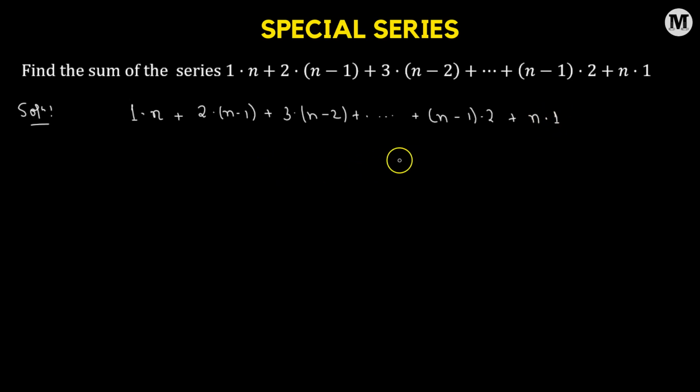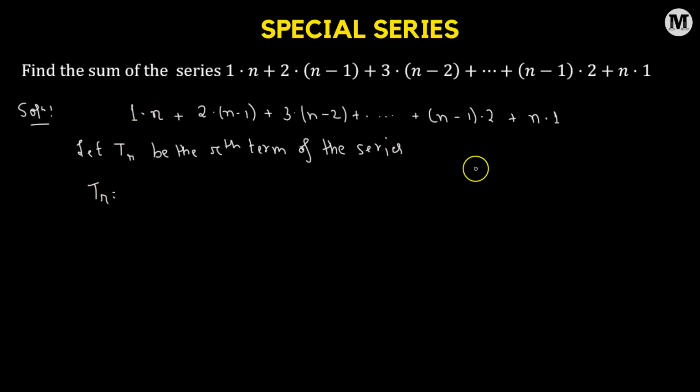Okay, in order to find the sum, we'll try to find a general term here, or we can say the rth term of the series. So let us suppose that tr be the rth term of the given series. Before defining the rth term tr of the series, we have to understand what is happening here. If we consider only the first digit of each of the terms, we see that 1, 2, 3, this goes all the way up to n minus 1, comma n. These terms are in arithmetic progression.